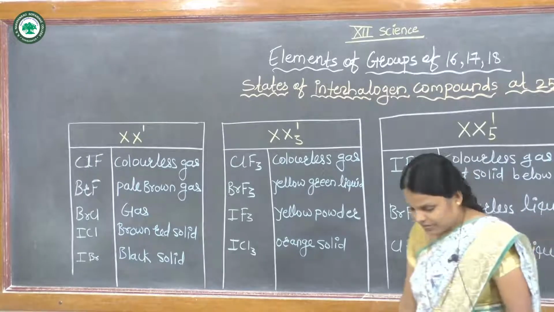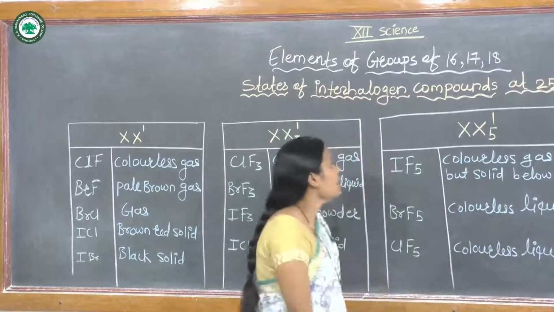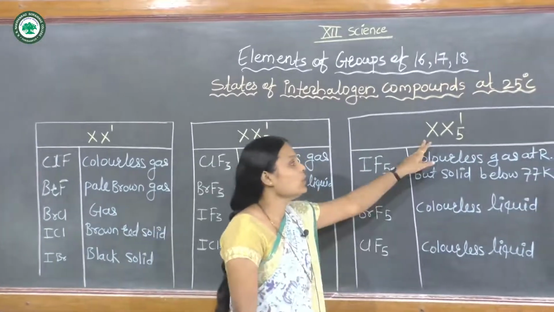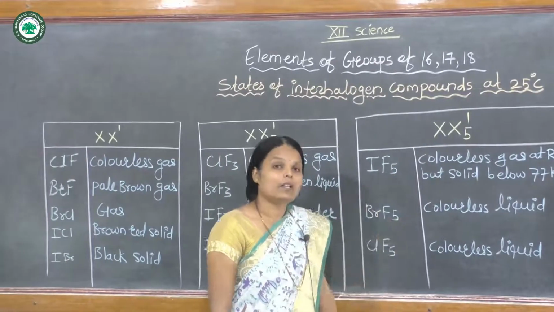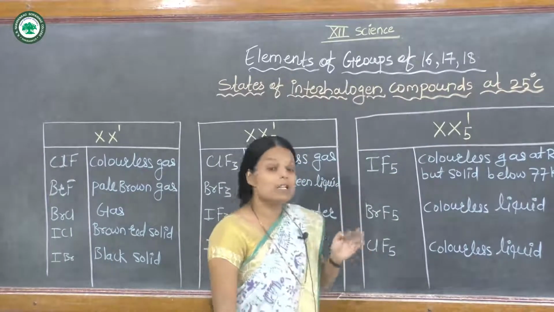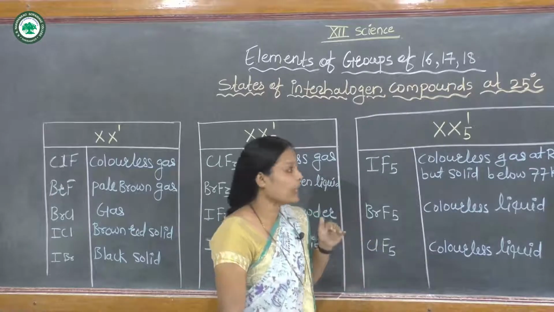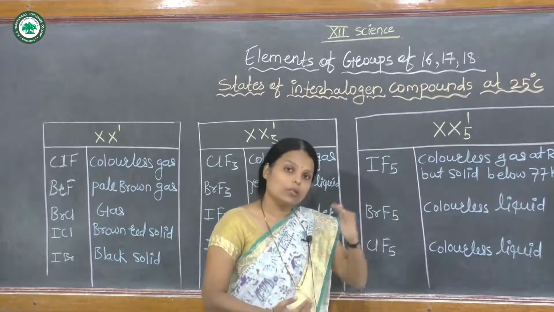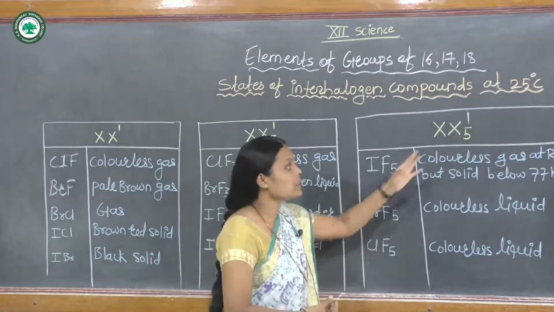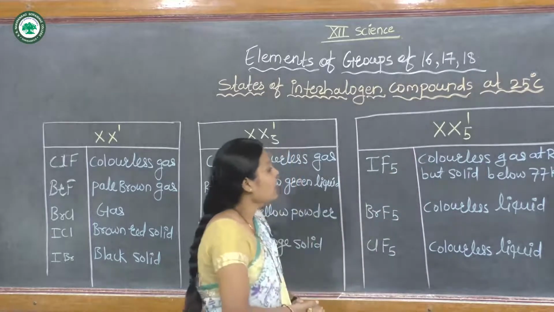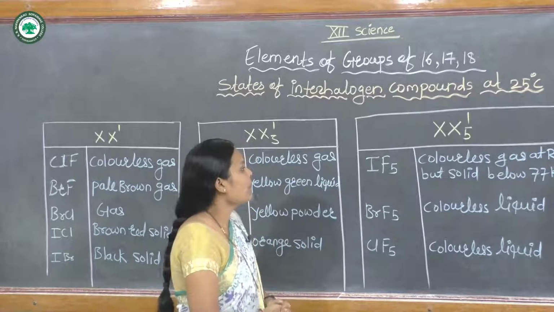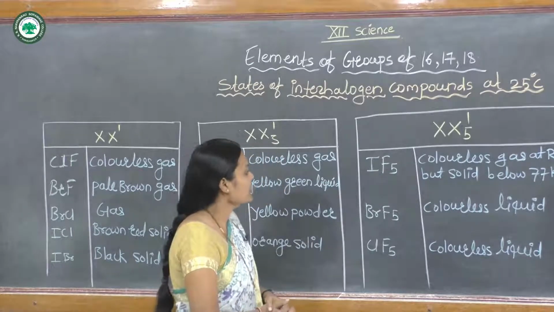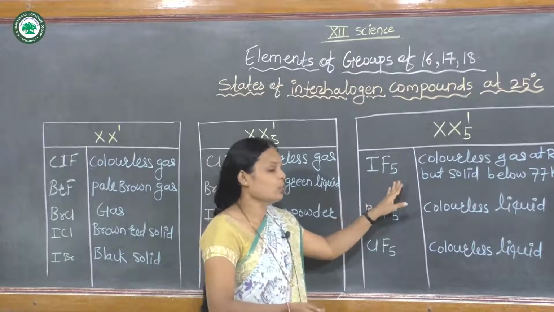Now the next type is X X5. Here, X is the halogen atom that is larger in size and more electropositive, and the other atom in X5 is more electronegative and smaller in size. These are the three examples of X X5. The first example is IF5.